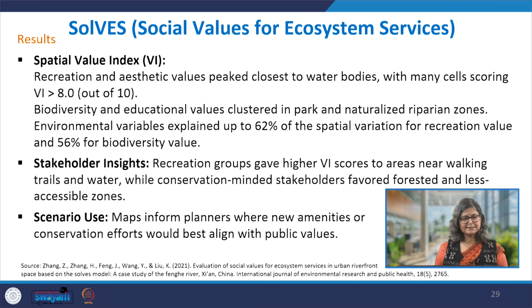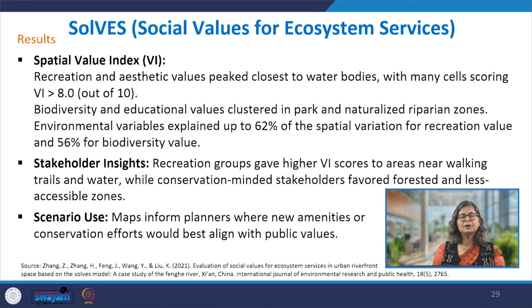So the results came as a spatial value index. For the value indicators, recreation and aesthetic values peaked closest to the water bodies, with many cells scoring more than 8. Biodiversity and educational values clustered in parks and naturalized riparian zones. Environmental variables explained up to 62% of the spatial variation for recreational value and 56% for biodiversity value.